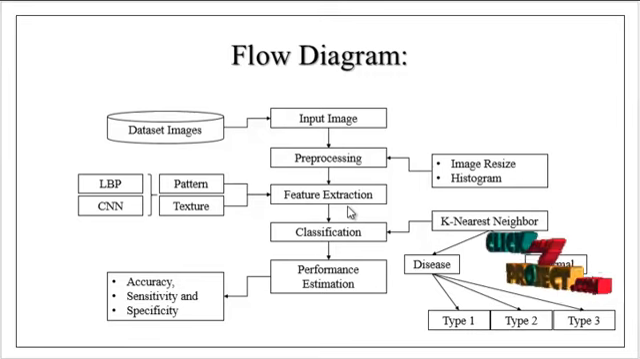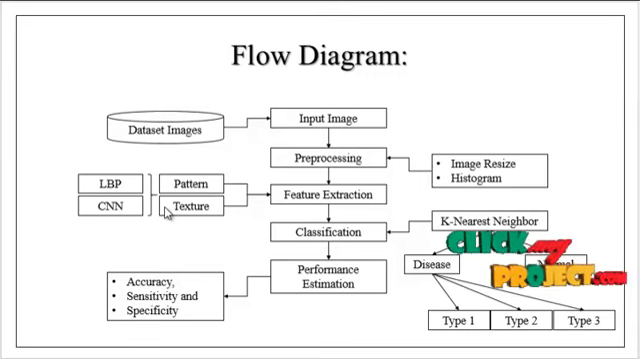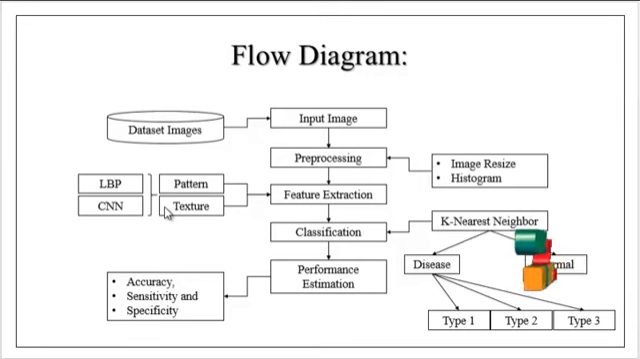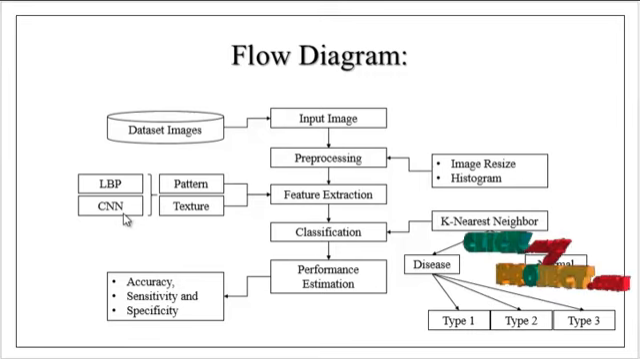After doing this pre-processing, the feature extraction will be carried out. In this feature extraction, there will be 2 stages. One is the pattern type of feature, then the other one is the texture type of features. In the pattern type of features, we are going to extract the local binary patterns, simply known as LBP. After extracting the pattern type of features, we are going to extract the texture type of features by using deep learning, that is, a convolutional neural network. After extracting, these two features are combined to generate the test features together.